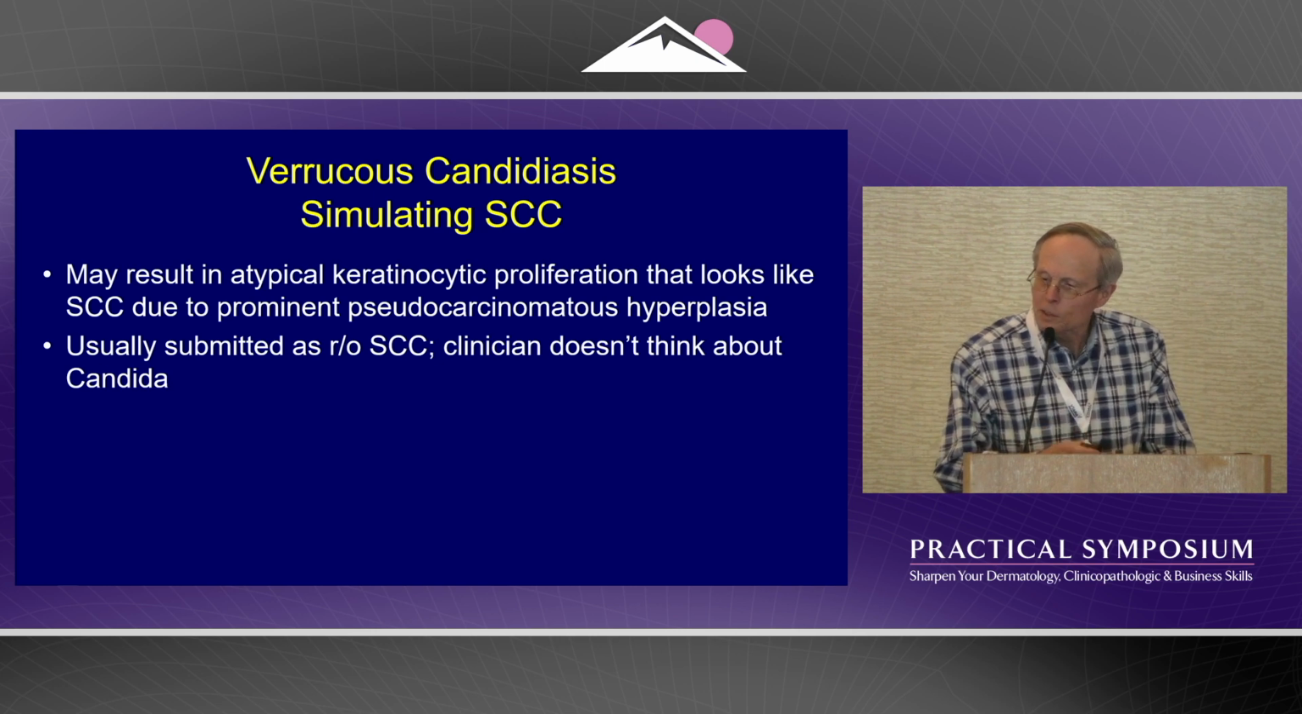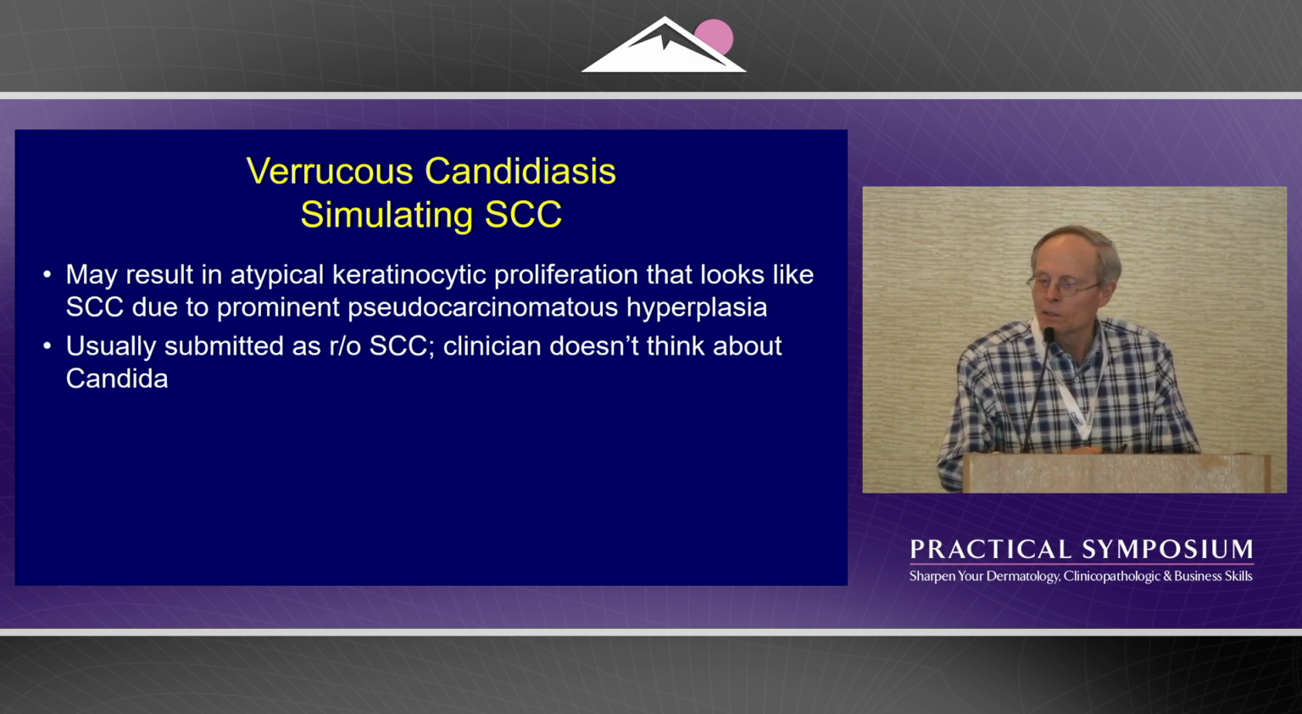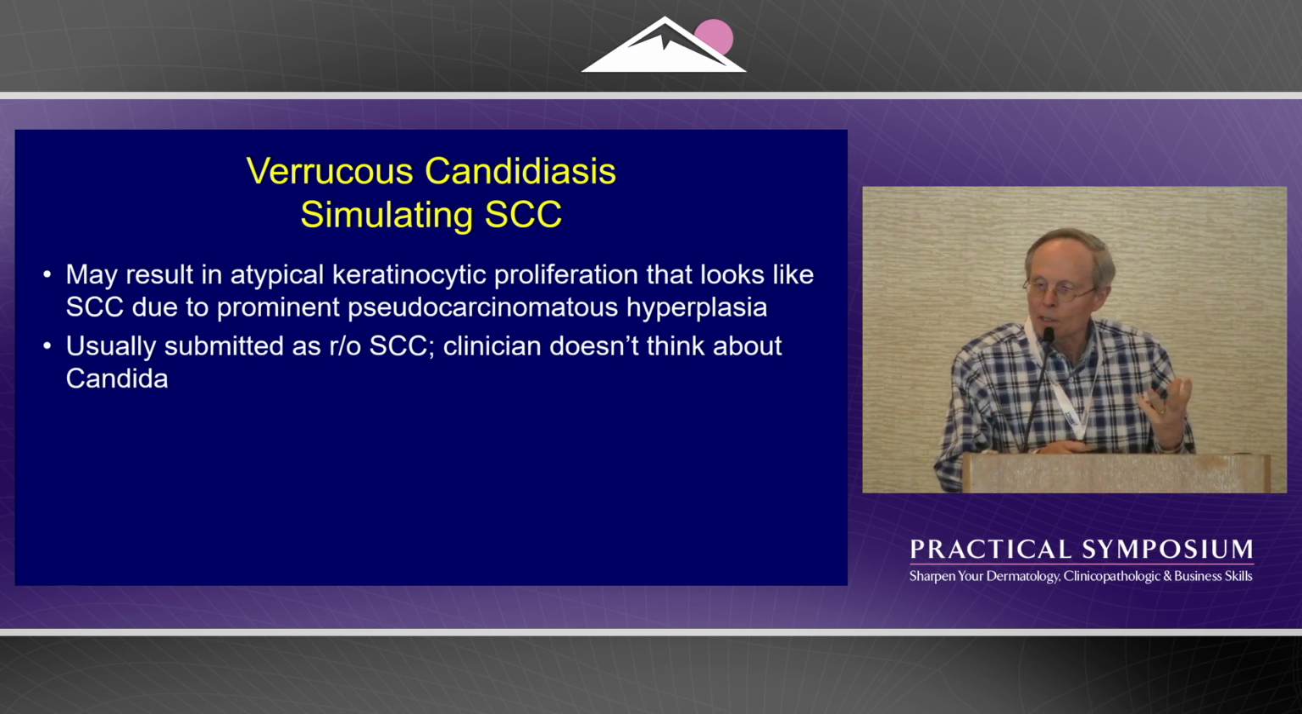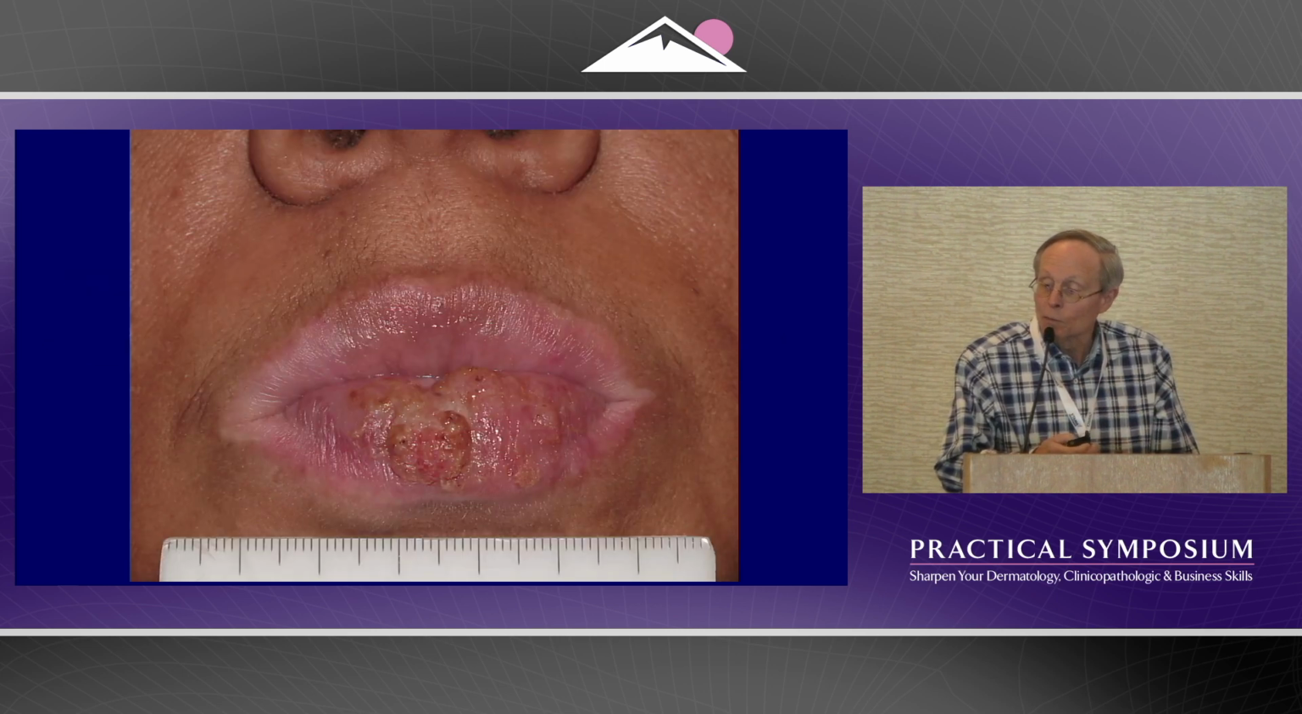Now, this is a situation you may encounter every now and then, and this is something that clinicians really are not that familiar with, but there's certain situations where you can get pseudocarcinomatous hyperplasia. This is one we see fairly commonly on the lip, where it's verrucous candidiasis. So this guy came in with this lesion on his lip. It was very thick and verrucous. I think this guy had a mild immunocompromised situation here.